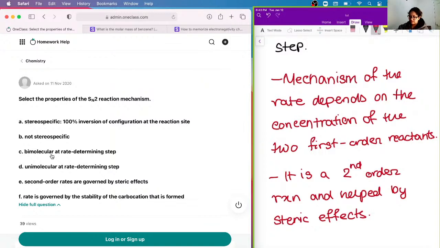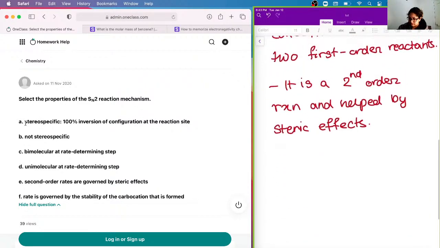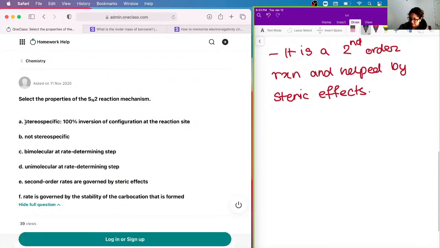And so from the given definition, basically, we can say from the given choices, we can say the answer is stereospecific. It is stereospecific. It is A. So the answer is A.